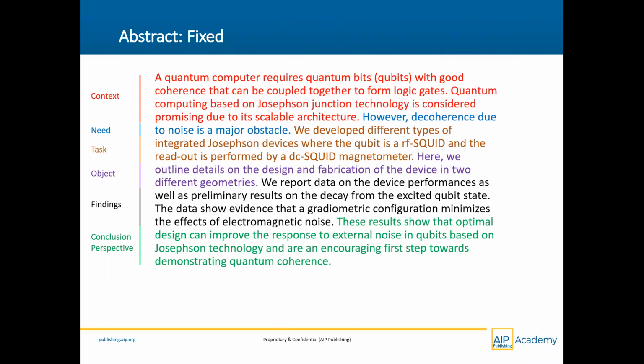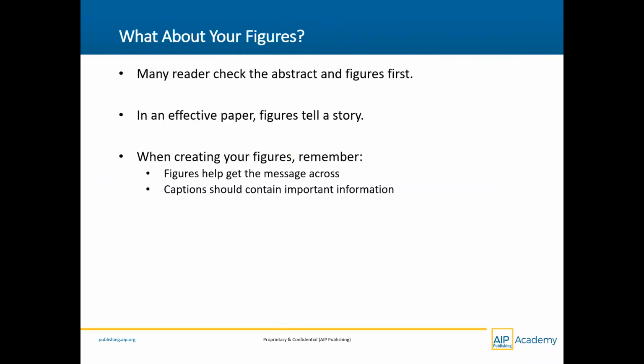One additional way we can improve a paper is to work on figures. In addition to the title and abstract, figures are often checked first by readers. In an effective paper, your figure will tell a story. And when you create the figures, remember, figures also are tools you can use to help get your message across, and you can use the captions to reiterate important information so that the readers do not have to dig through long text to figure out what message the figure is trying to convey.